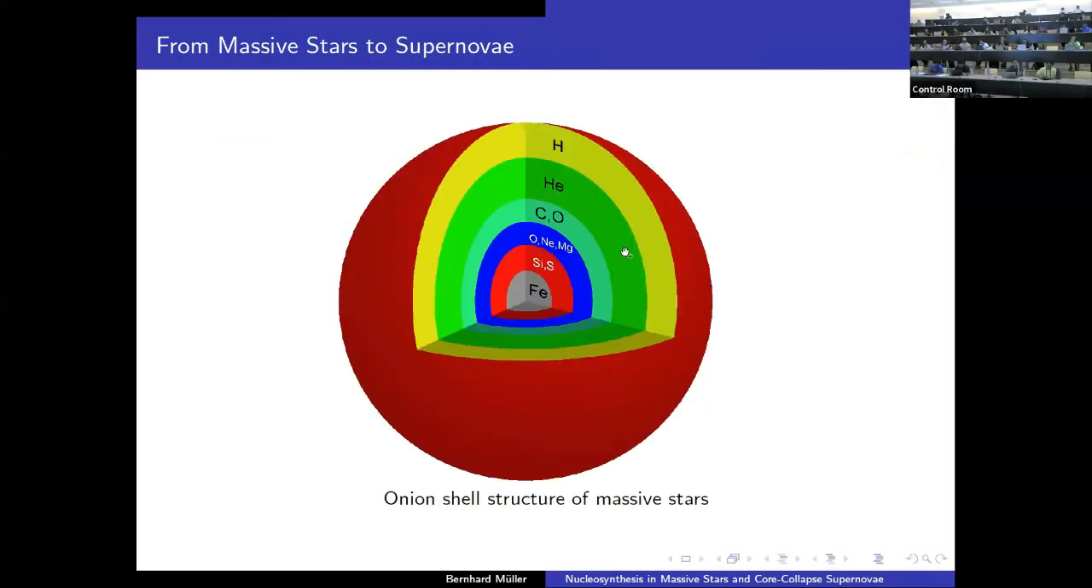We've already gone through, in the first lecture, basically what kind of nucleosynthesis stages occur in massive stars and what structure the massive stars evolve to. An onion shell structure where you have at the end iron in the core, a silicon and sulfur burning shell around it, then oxygen, then an oxygen neon magnesium shell, a carbon oxygen shell, a helium shell, and a hydrogen shell. All of that's not to scale here.